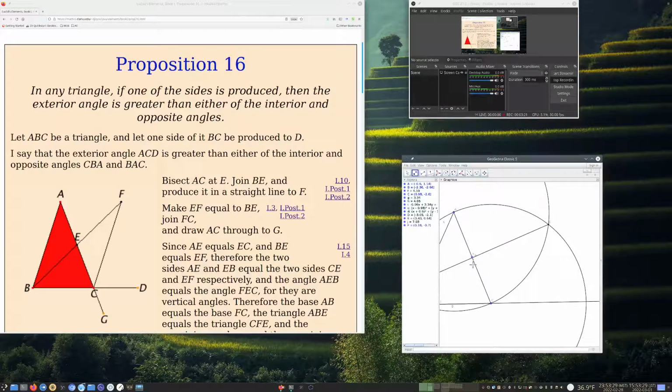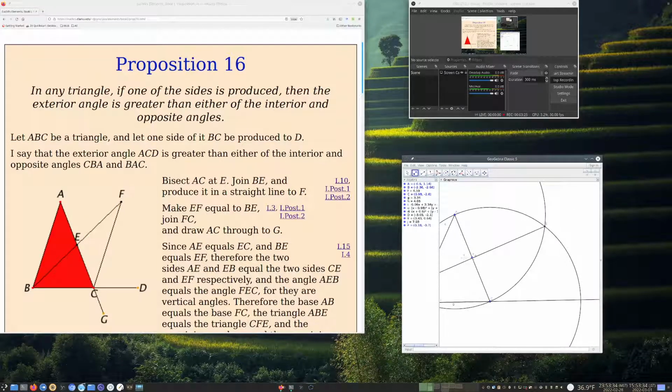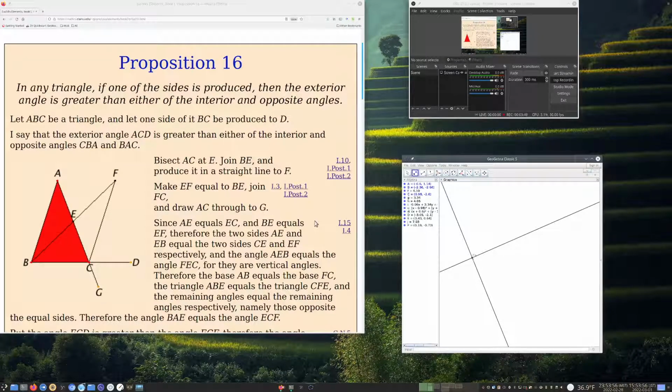See what I mean? Why would I possibly want GeoGebra to construct that point that's right next to... Okay. Bisect AC at E, join BE, and produce it in a straight line to F. Where does F come from? Make EF equal to BE.